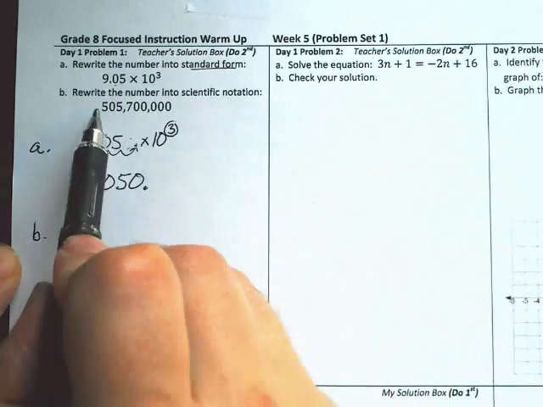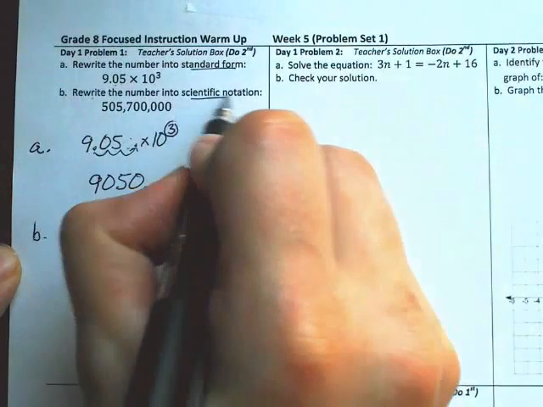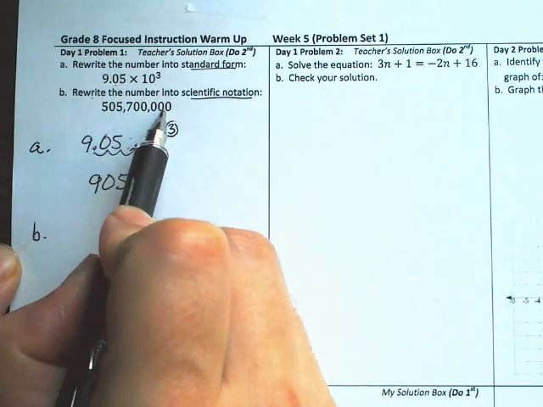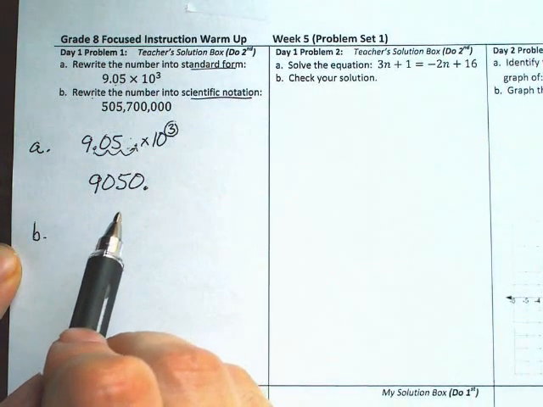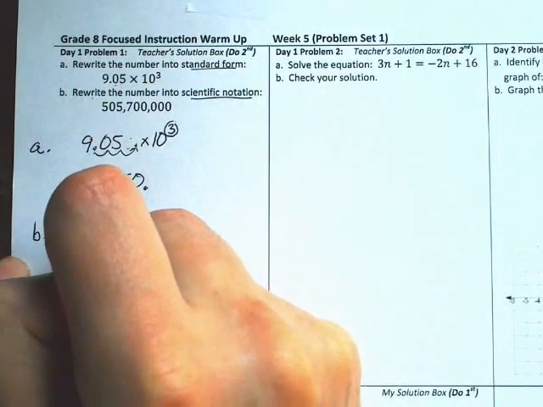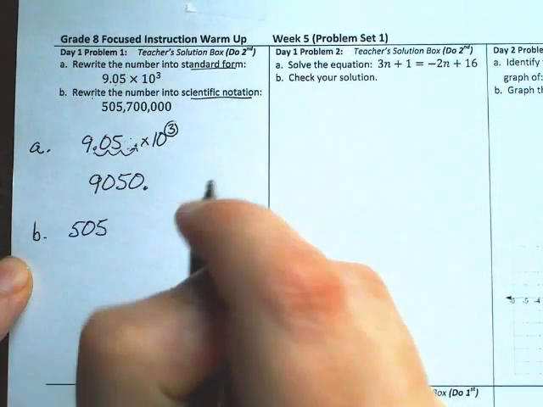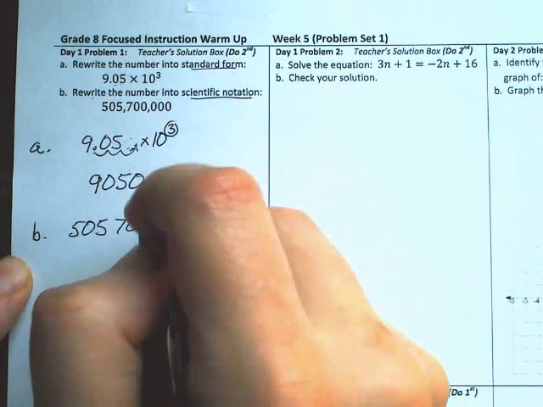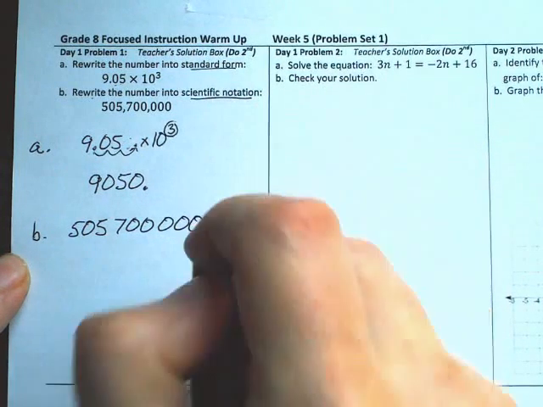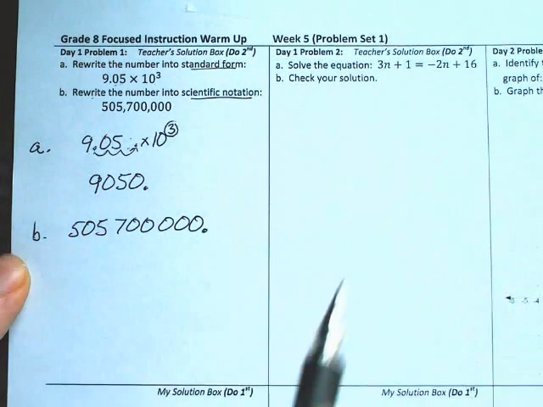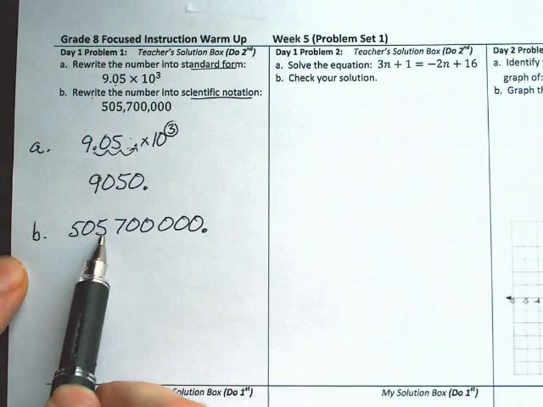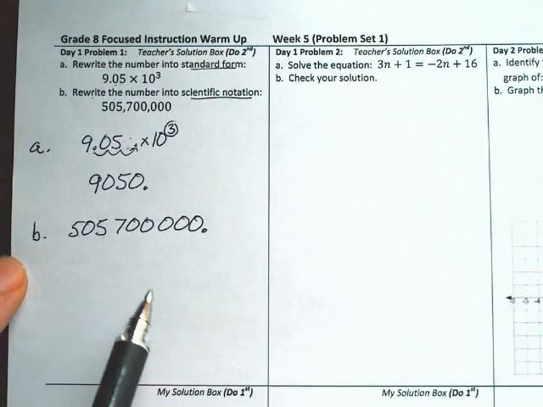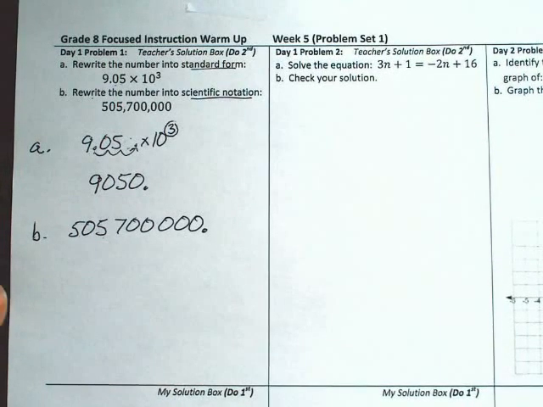Part B, rewrite the number into scientific notation. And so we're going to take this pretty large number and rewrite it so that it has scientific notation. I'm going to start by copying that number down, 505, and then 7, and then 00, and 000. And the decimal point right now is at the end. So this number is 505,700,000. What is this rewritten in scientific notation?